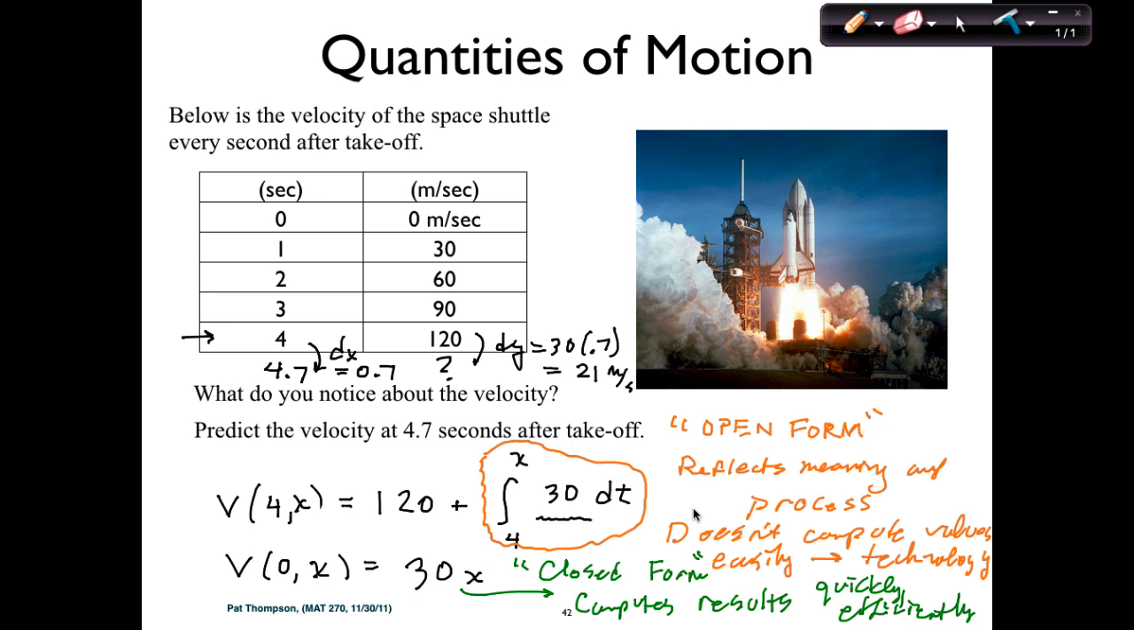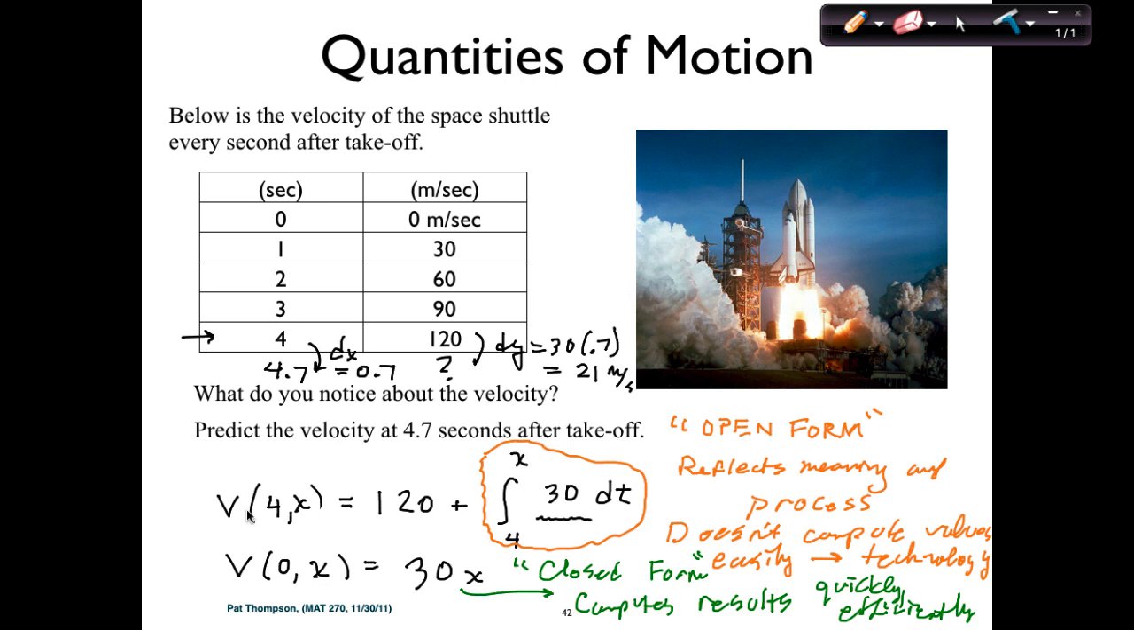So both have their advantages. And in a week or two, we're going to start learning, given open form, right? We've been writing everything in terms of open form or accumulation functions. We're going to learn techniques to figure out the equivalent closed form. We're going to spend a whole section of the course on techniques for finding the closed forms from the open form accumulation functions. So that's coming up soon.